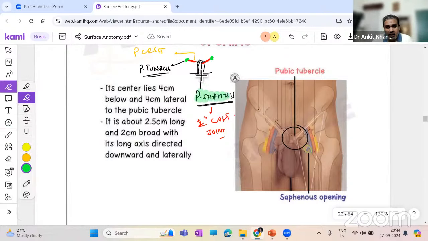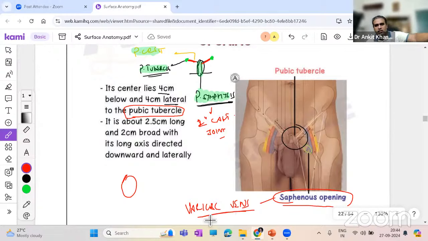This opening is about 2.5 centimeter long and 2 centimeter broad, somewhat like this. It is directed downward and laterally. Now, this is important. Why is the saphenous opening important? I told you, when we are doing examinations for varicose veins, suppose a patient has varicose veins and you want to demonstrate clinically, you just compress over this saphenous opening. Now, you're blocking the entire drainage of the great saphenous vein. Then you ask the patient to stand, and the varicose veins will increase. You can demonstrate the varicose veins in patients by blocking the saphenous opening.